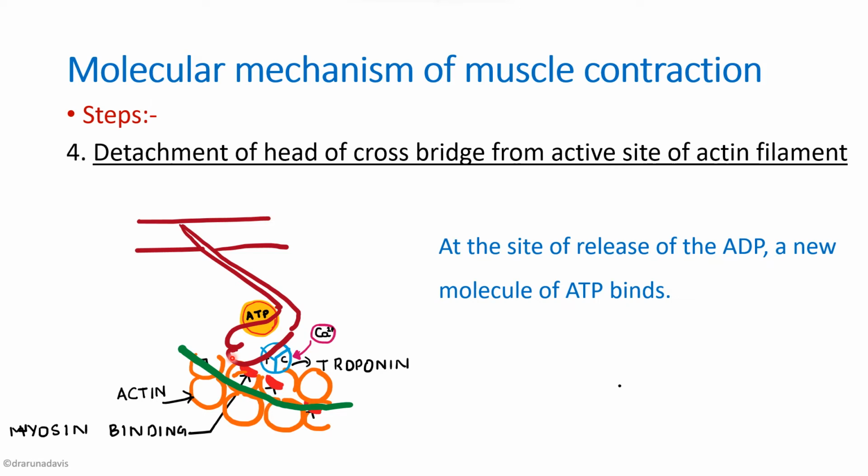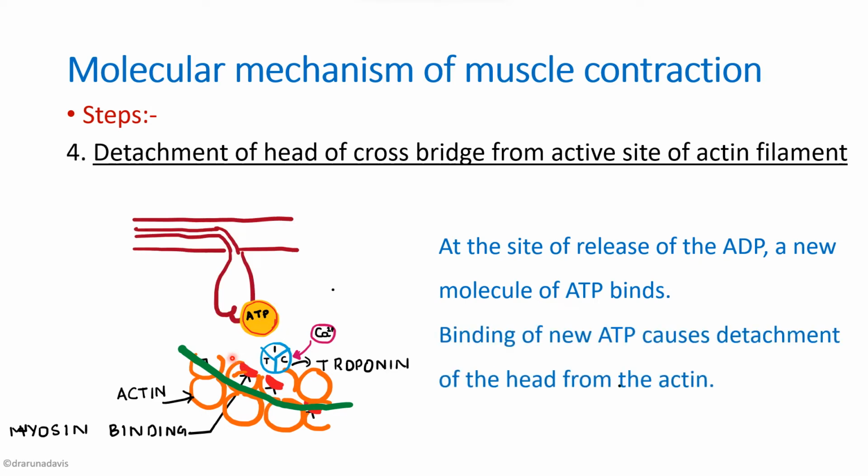Now the myosin-ATP complex has less affinity to these myosin binding sites of the actin. So what happens is the myosin head will be detached from this actin filament. Remember, it is the binding of ATP that is causing the detachment of myosin from this cross bridge.